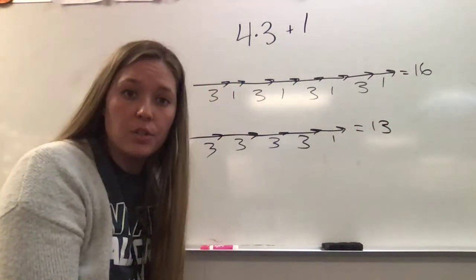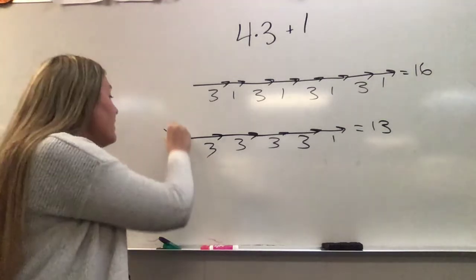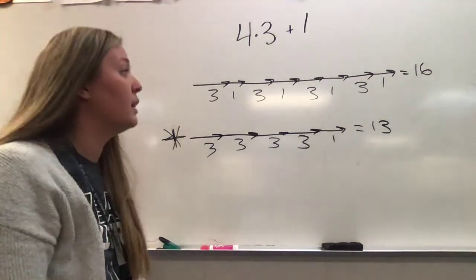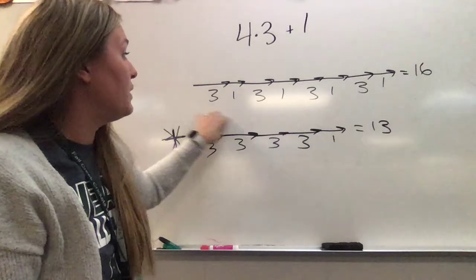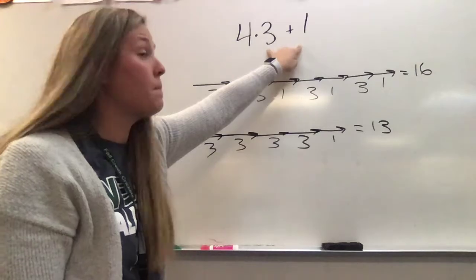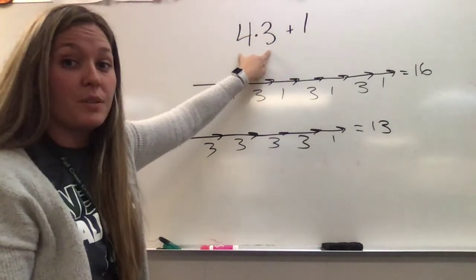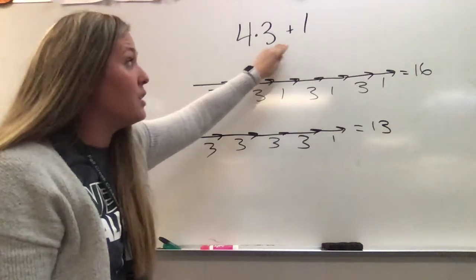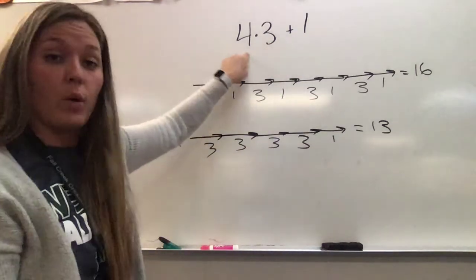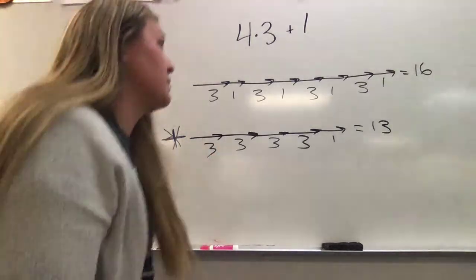Okay? My question to you is, which one is correct? This one is correct. Okay? If you did it this way, you were thinking of 4 groups of 3 plus 1, but we need to do 4 groups of 3, and then the plus 1 is not included in the 4 groups. If there was a parentheses around it, then it would. In this case, it's not.